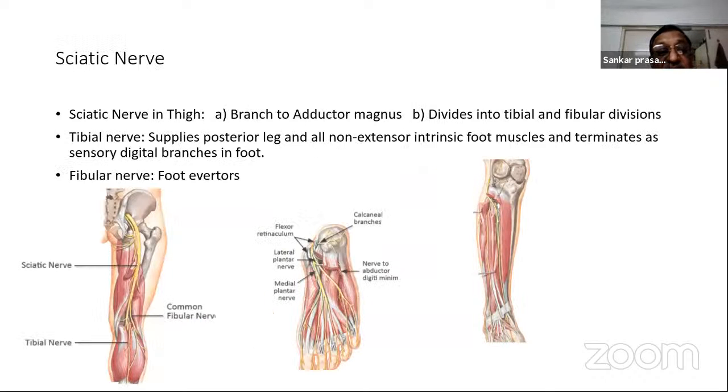So sciatic nerve in thigh gives a branch to adductor magnus, and divides into tibial and fibular divisions. The tibial nerve supplies posterior leg and all non-extensor intrinsic foot muscles and terminates as sensory digital branches in foot. Fibular nerve is for foot dorsiflexion. So there is a main differentiating feature between tibial and fibular nerve. The common peroneal or common fibular nerve is dorsiflexion and eversion. The tibial nerve is plantar flexion and inversion.